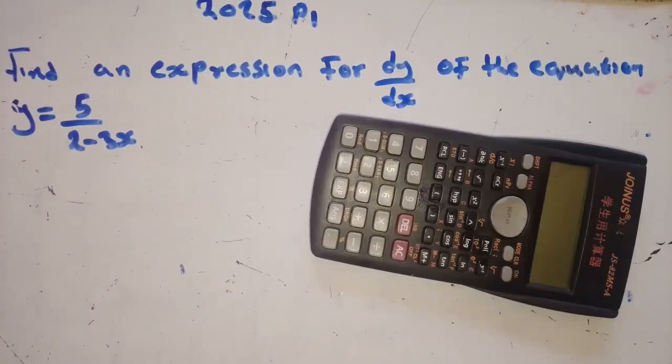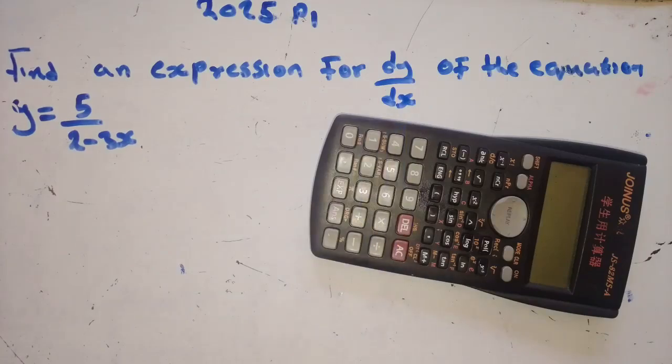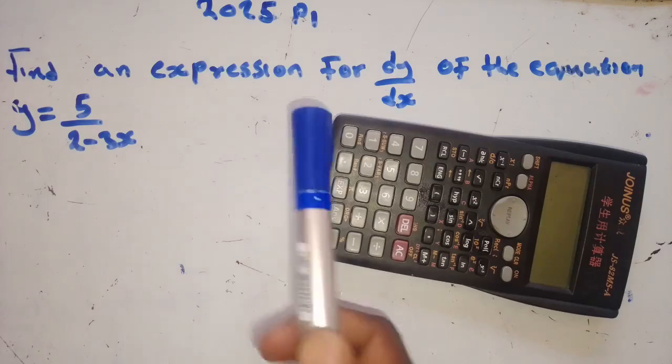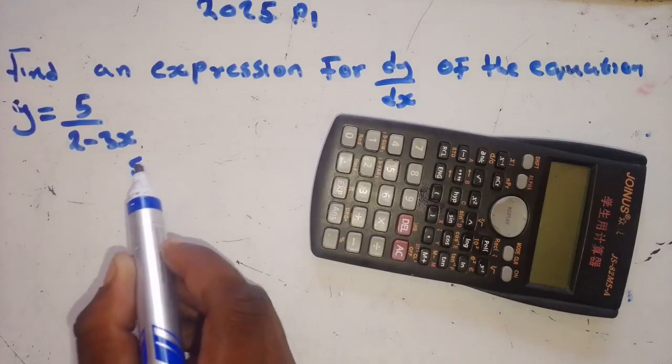Greetings. I have the 2025 Paper 1 question under calculus, and this question reads: find an expression for dy/dx of the equation y equals 5 over 2 minus 3x. In short, they just want us to differentiate this equation, which is y equals 5 over 2 minus 3x. So we have our solutions here.